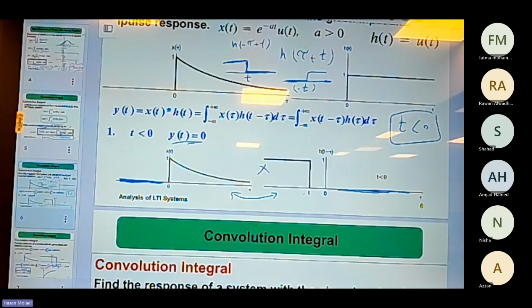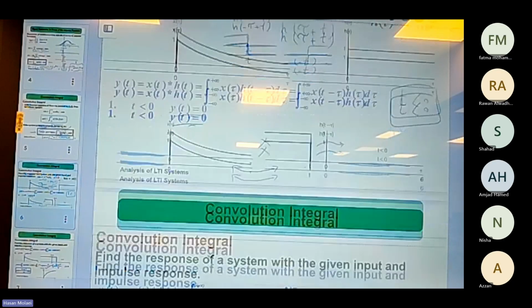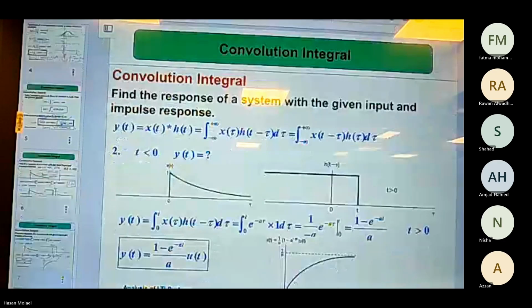If t is positive, which means I'm doing time shift and bringing this waveform to the right, now t is positive. What is happening here?